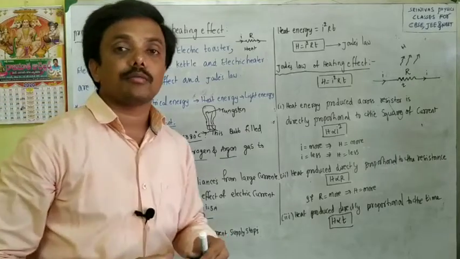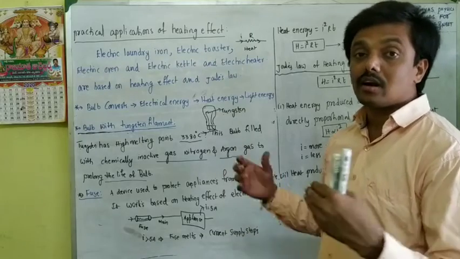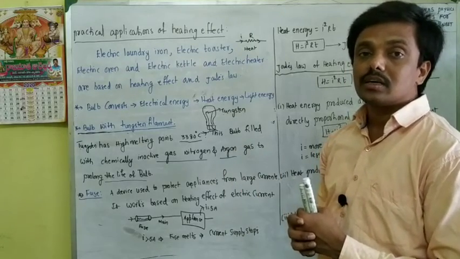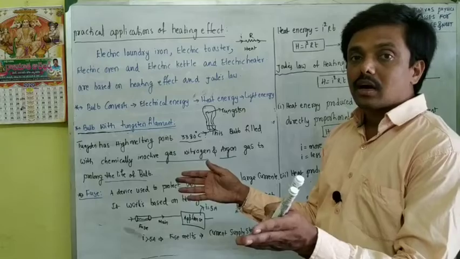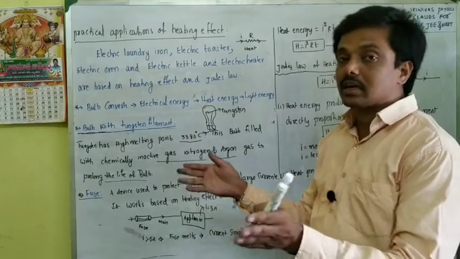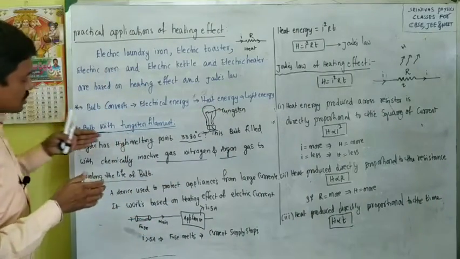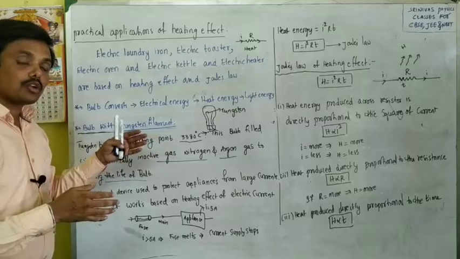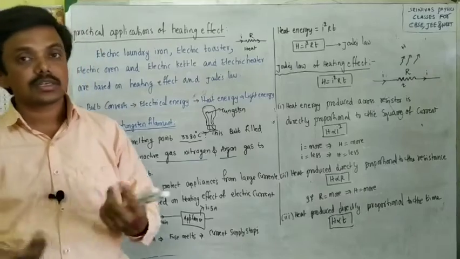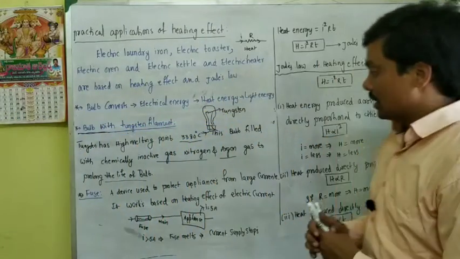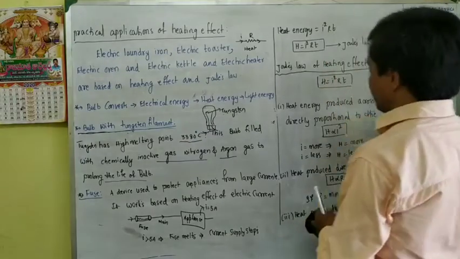The fuse protects the appliances from large current. When large current enters our home, it directly cannot be supplied to appliances like a tube, fan, television, refrigerator. What will it do? First it will enter into the fuse. When the current exceeds a certain value, automatically the fuse will burn. When the fuse burns, the current supply to the home stops. Then all the appliances are protected. Like this, the fuse protects the appliances from damage from the large current.